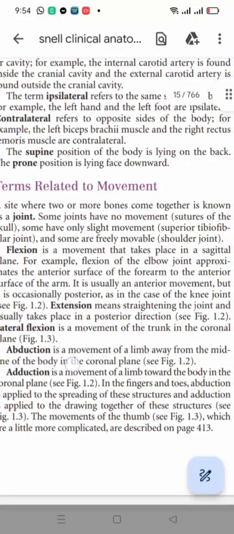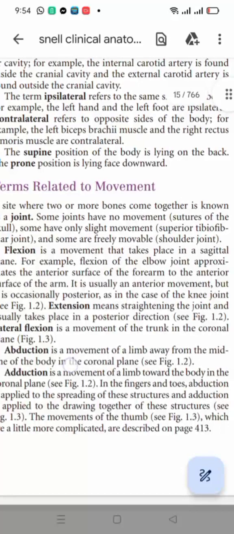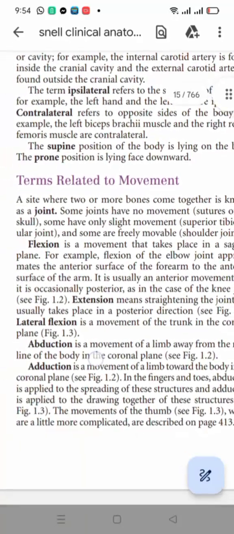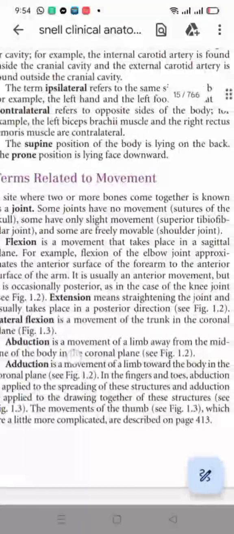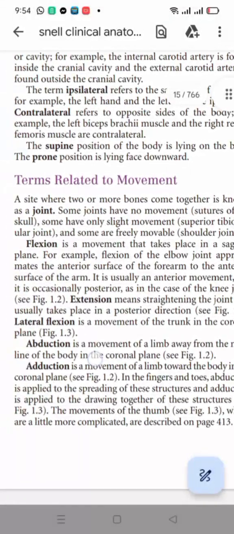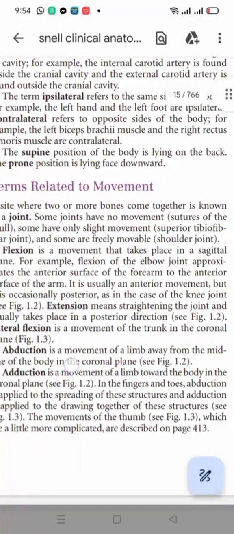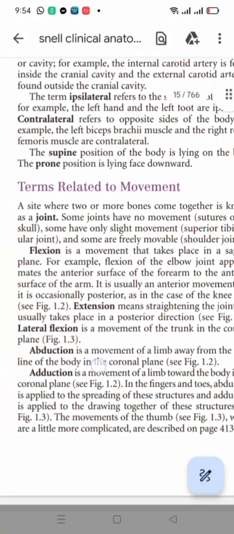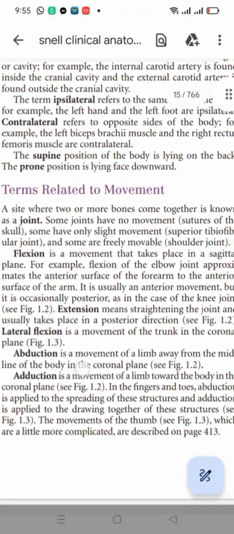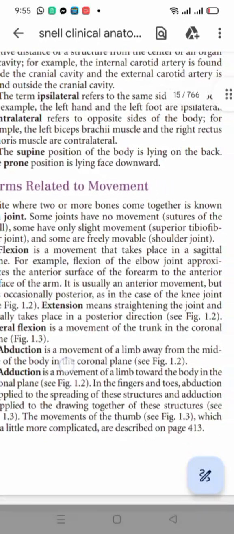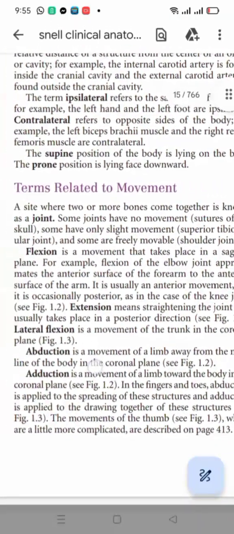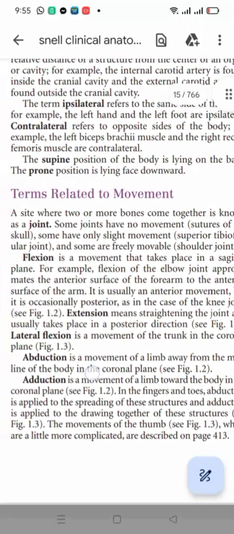Flexion is a movement that takes place in a sagittal plane. For example, flexion of the elbow joint approximates the anterior surface of the forearm to the anterior surface of the arm. It is usually an anterior movement, but it is occasionally posterior, as is the case with the knee joint. Extension means straightening the joint and usually takes place in the posterior direction.